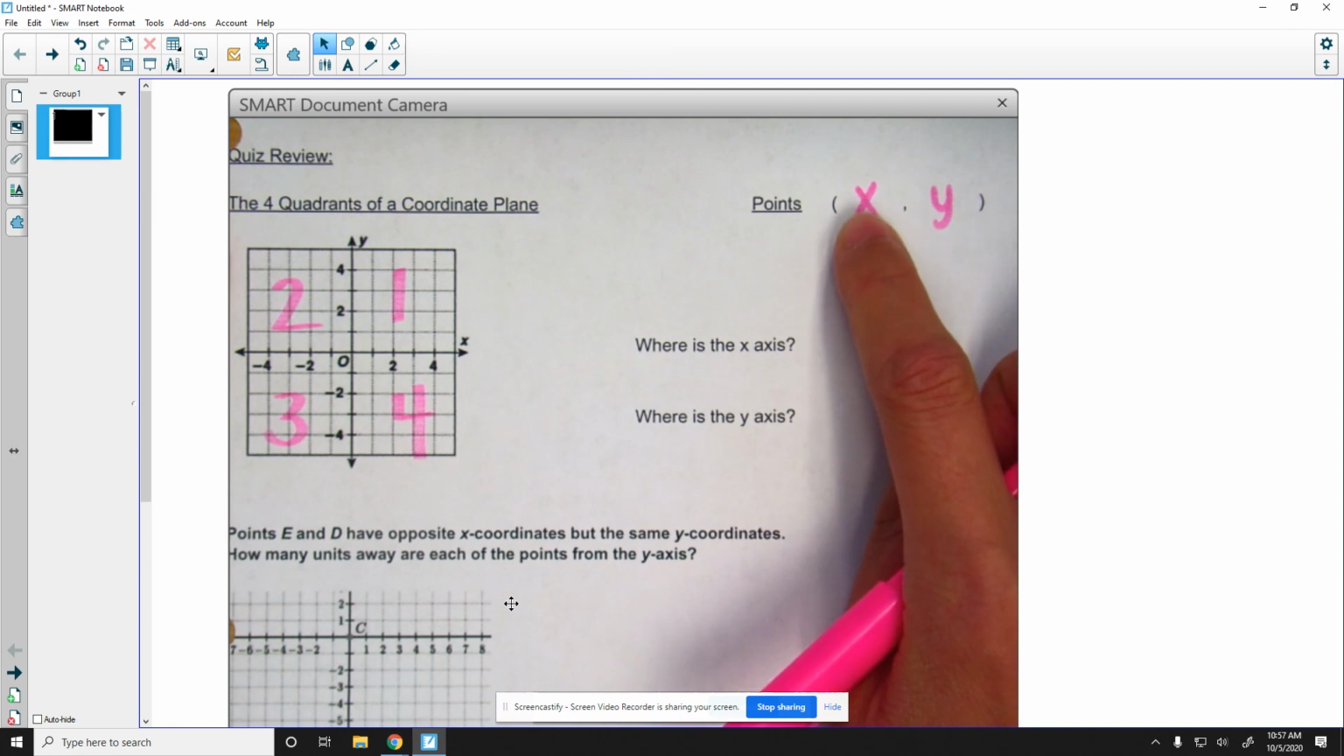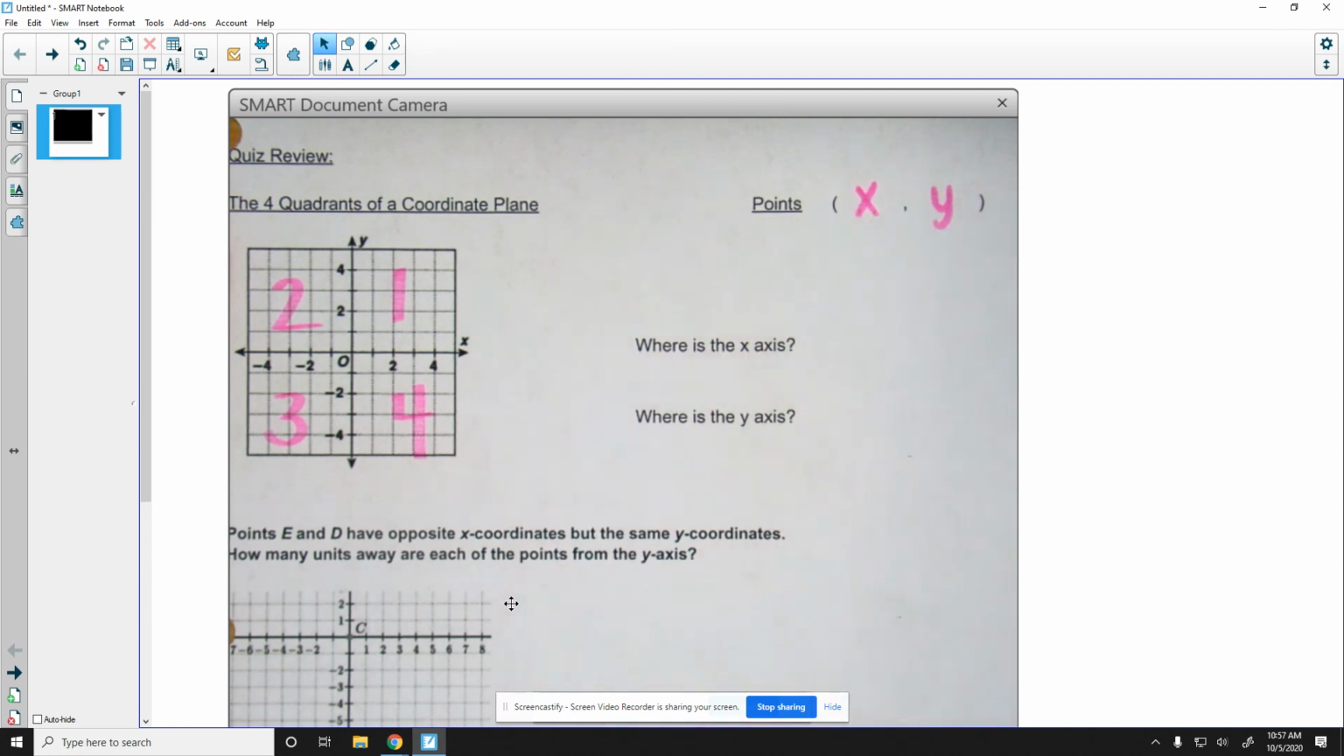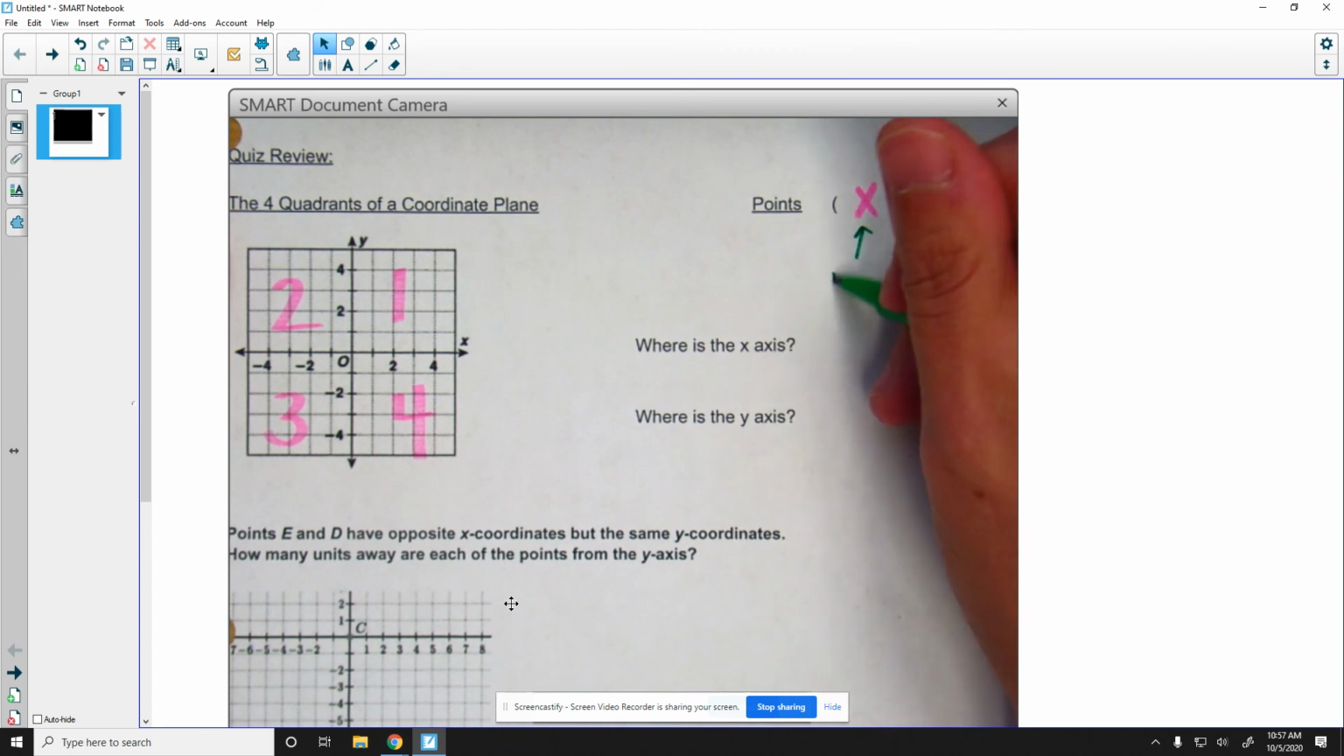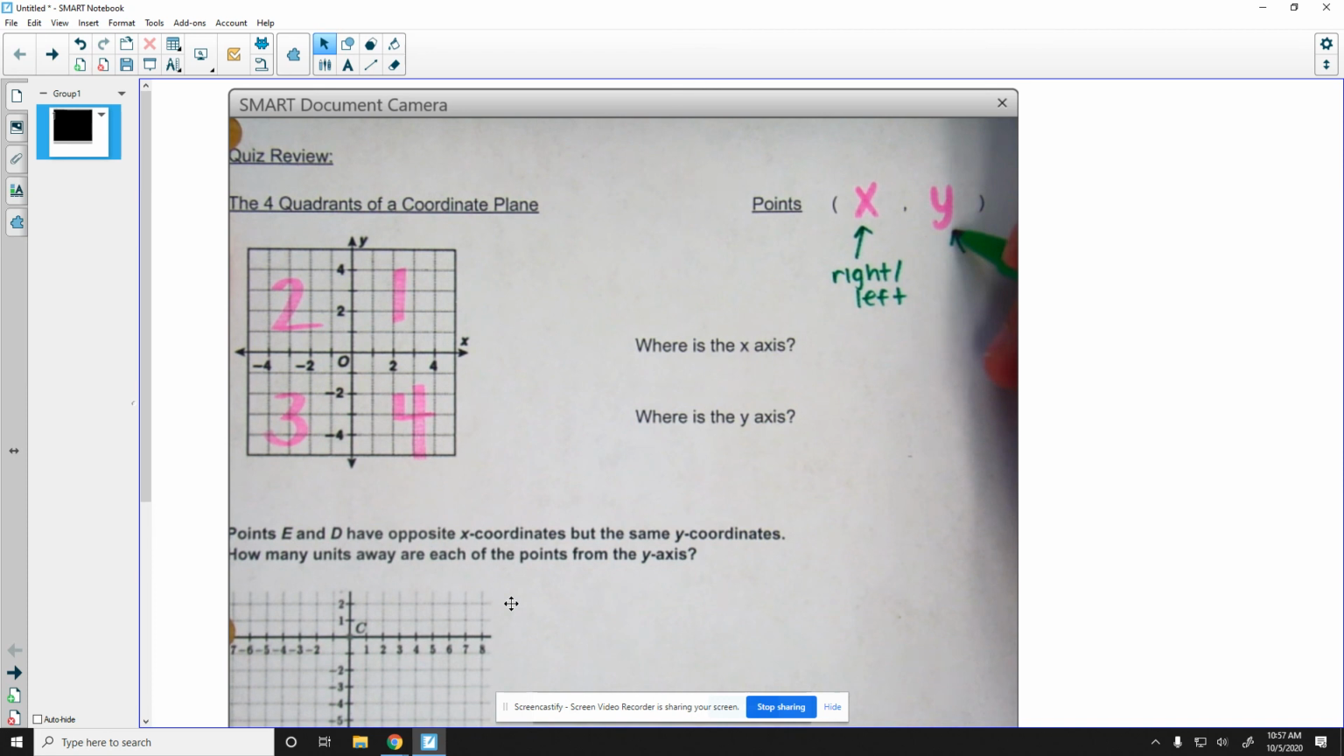Basically, it's telling you do the number on the X axis first and do the number on the Y axis second. So really, this is what I always say, like this is the right, left, and then this one is the up, down, the number that goes up and down.